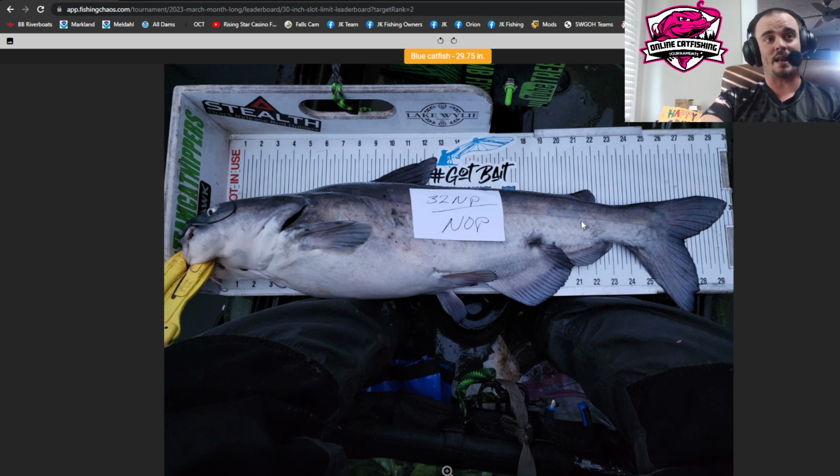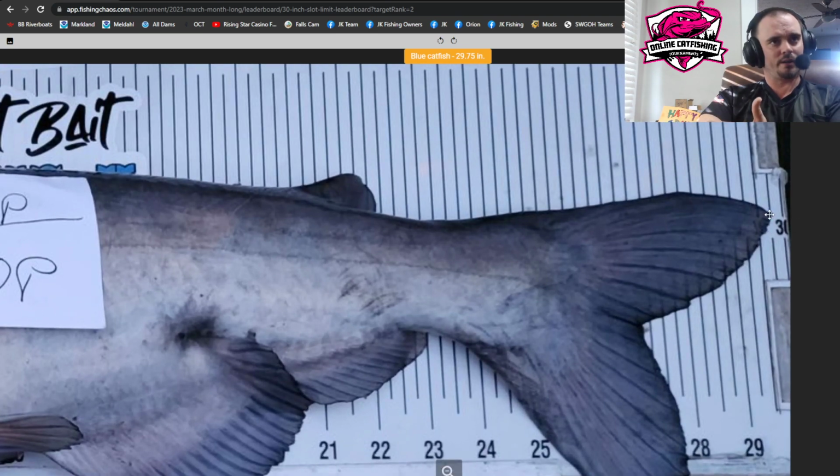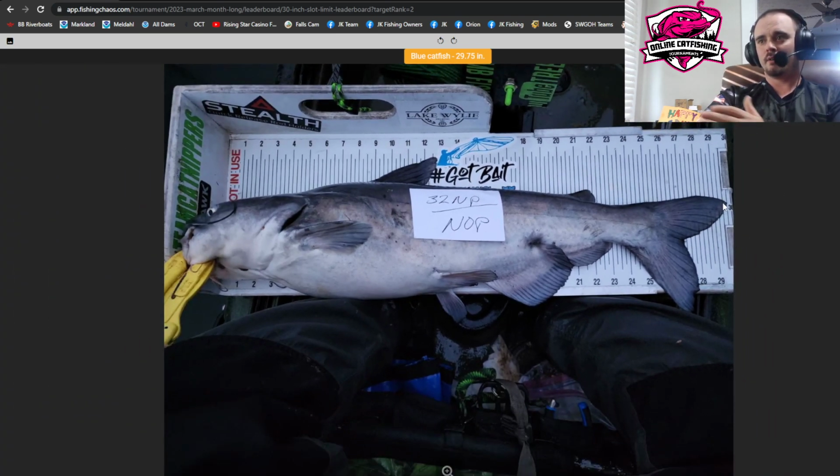Sometimes they end up a little catty corner. Sometimes they end up straight like this. This comes up a little bit. You're never gonna get a perfectly straight line, but it has to be clear. That is, it's as straight as you can get it. Tail fin straight. 29 points. It's clearly touching 29.75. Boom.